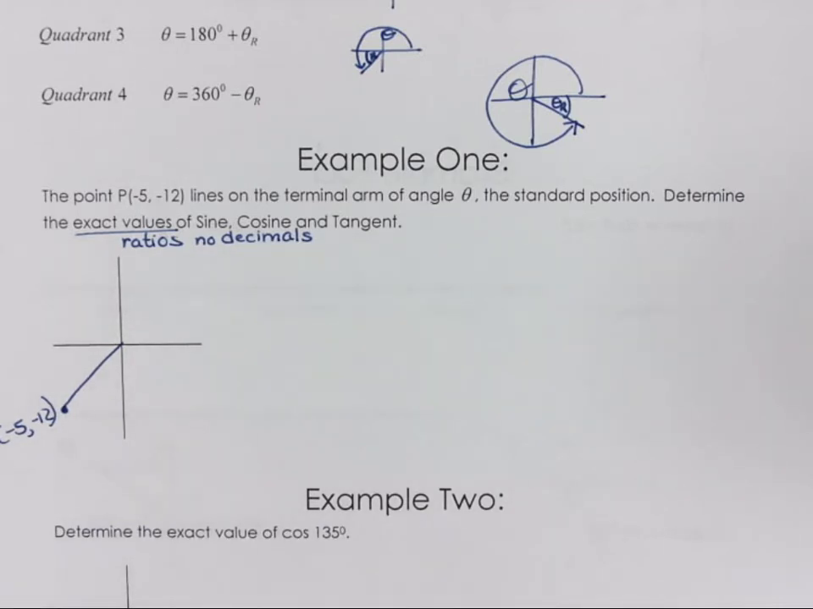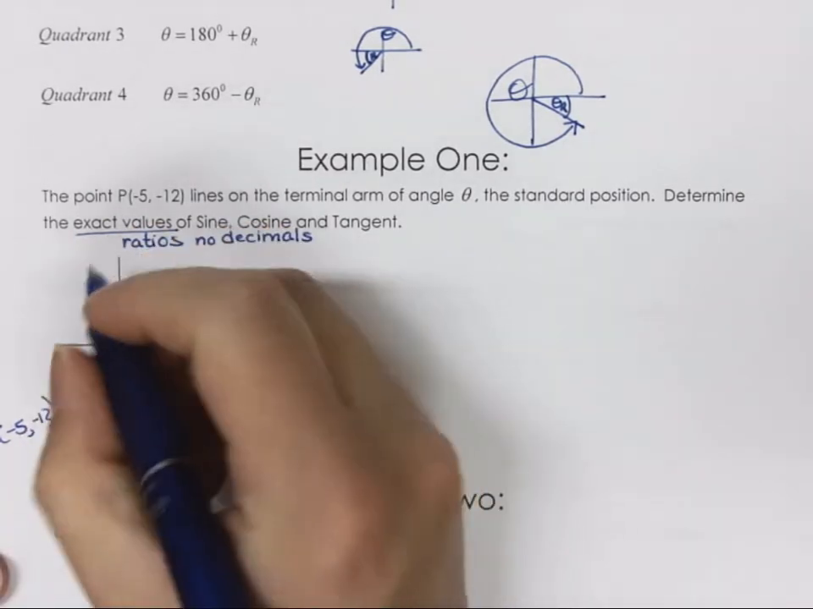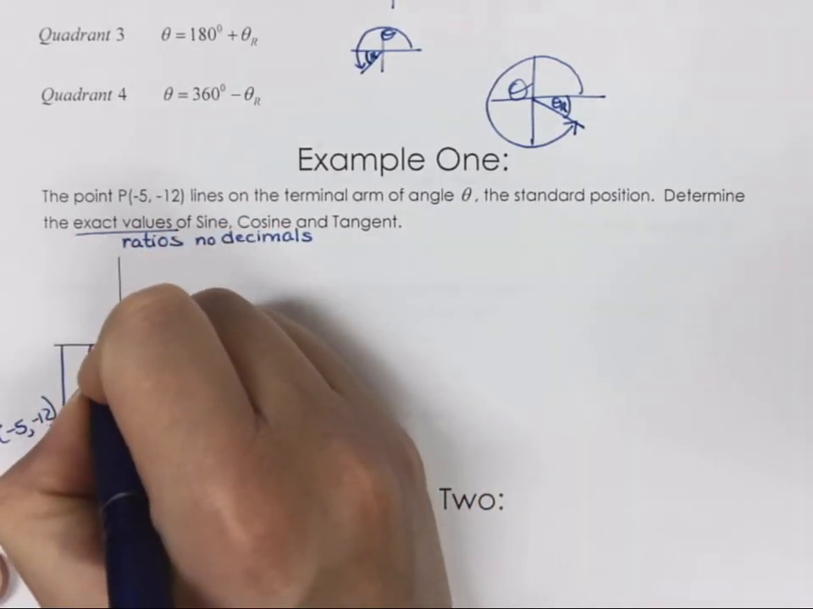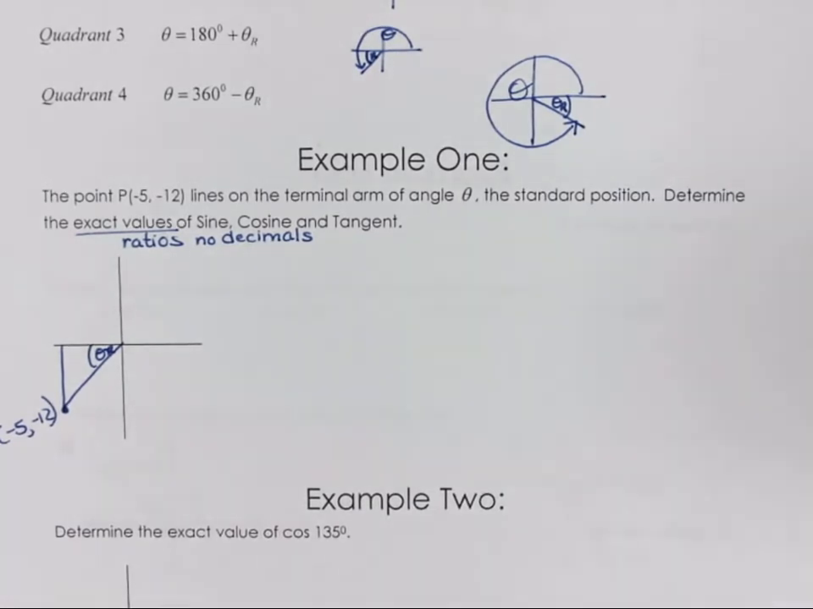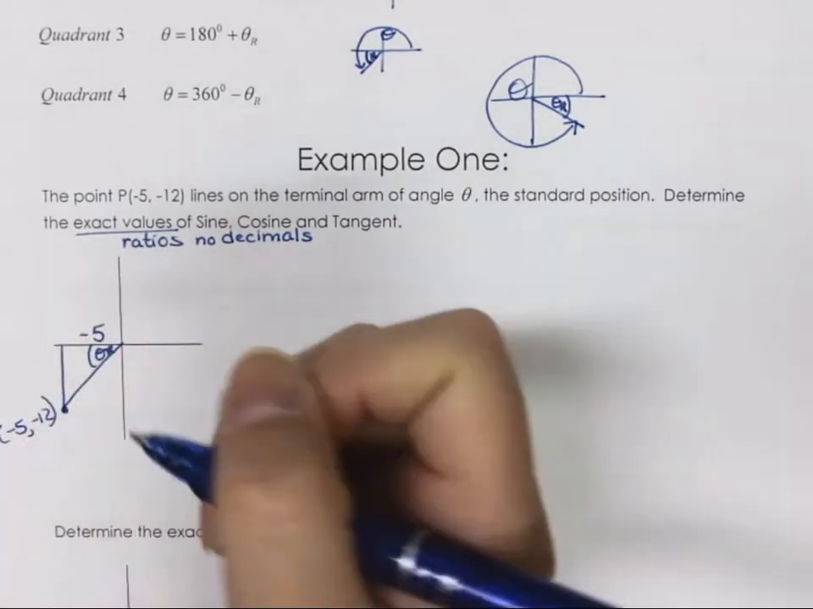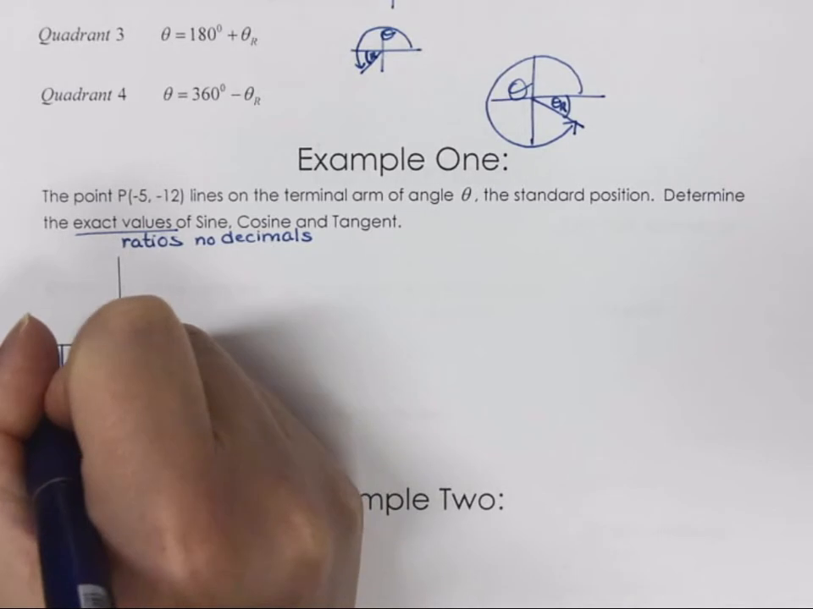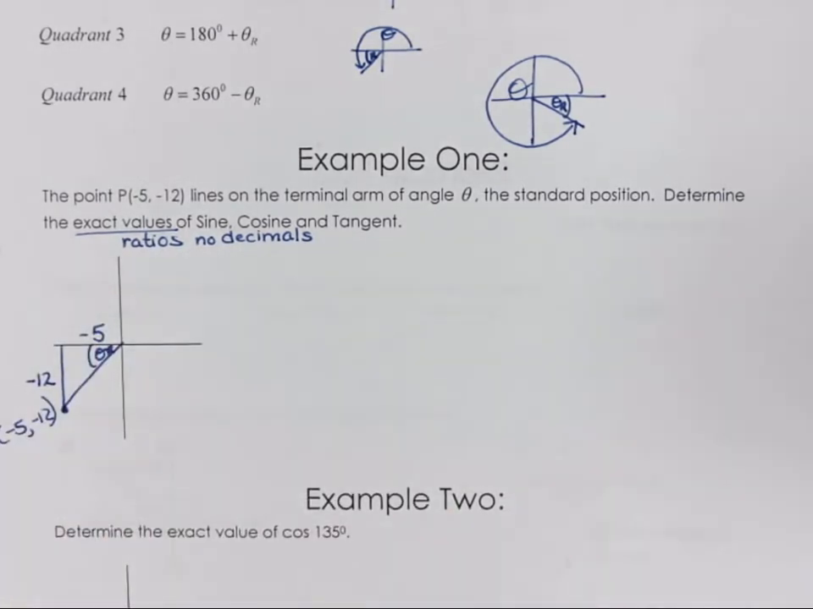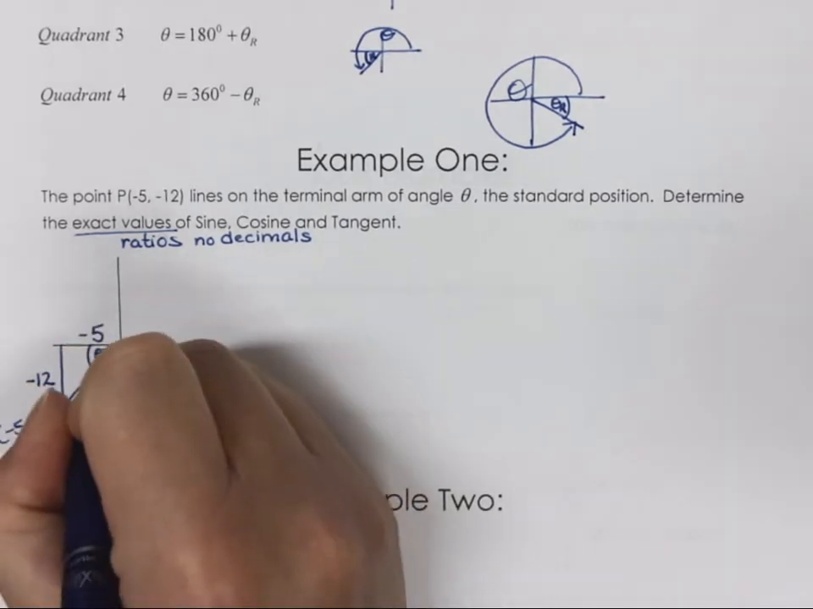Okay, so let's draw in our reference triangle. Where's theta reference? Theta reference is right there. We know the base of our triangle is going to be negative 5. We know the depth is negative 12. What do we need? We need the hypotenuse, right? You can do it in your head. And I told you guys already what this was. 13. It's a Pythagorean triple.